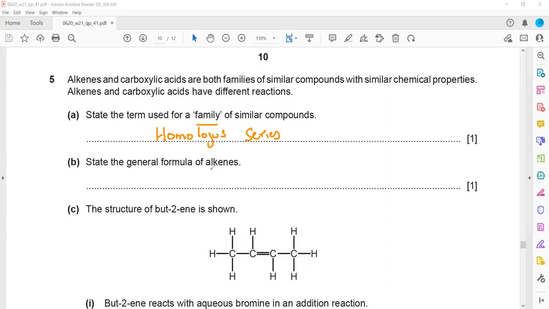Then state the general formula of alkene. How can we get the alkene? So the general formula of alkene: the number of hydrogens is always twice the number of carbons. So the general formula is CnH2n. If the question was the general formula of alkane, then it will be CnH2n+2. So every series has its own general formula.